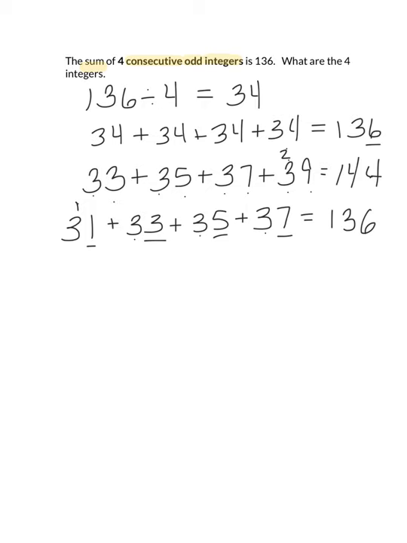Some of the Khan questions will ask you, what is the first number, or what is the smallest number? Then our answer would be 31. What if it said, what is the largest of the 4 numbers? Then I would say 37. What if it said, what is the second number in the group of numbers? Then I would say 33. So you can do any of these problems guessing and checking.